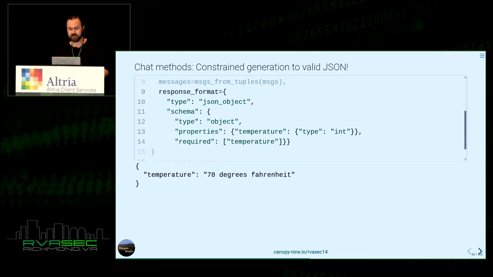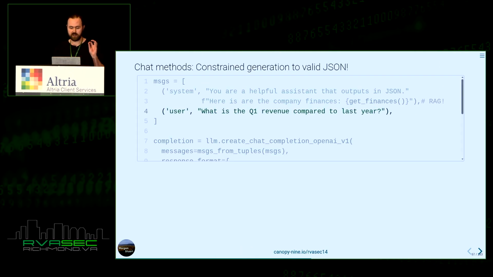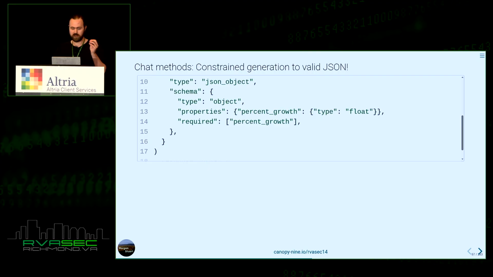We got 78 degrees Fahrenheit. So we almost have easy information extraction, nearly. So let's try again with finances. What is the Q1 revenue compared to last year? And we go for that constraint generation again.